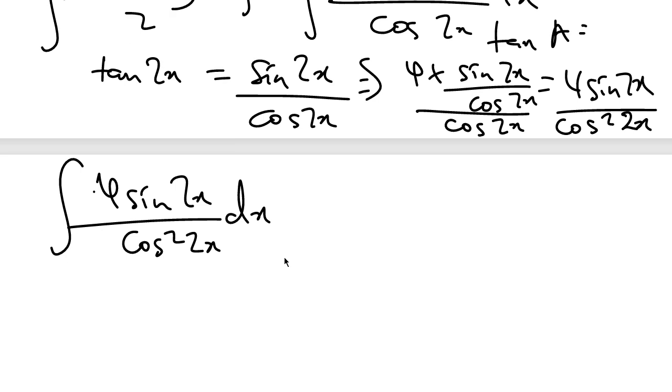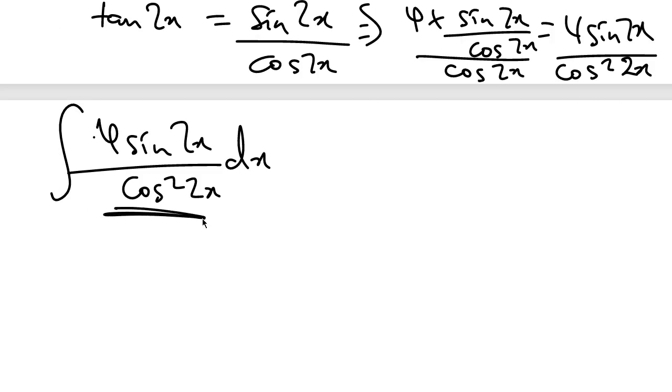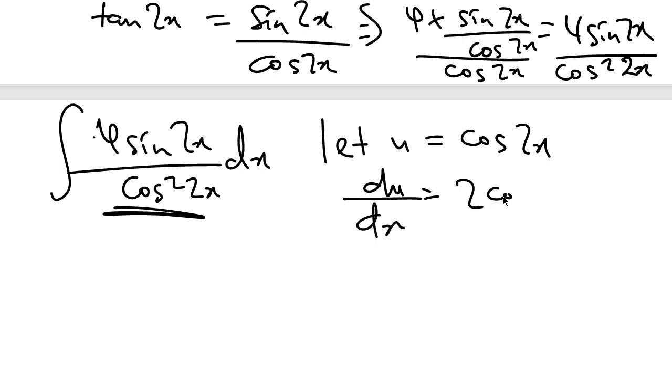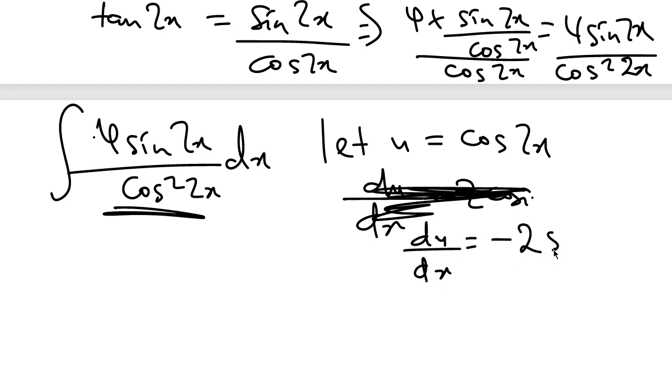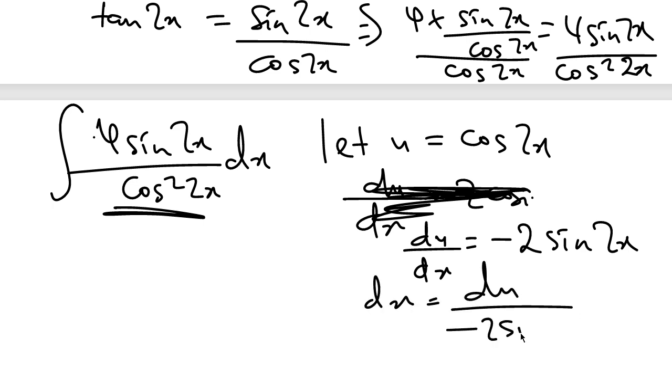And we could use a substitution here because if we differentiate cos 2x, it has a link with the numerator, which is sine 2x. So we could simply say let u equal cos 2x, and by differentiation, du/dx equals negative 2 sine 2x. Let me write it properly. That's du/dx equals negative 2 sine 2x, because the differential of the cos function has a negative sign. And with this, we can say that dx equals du over negative 2 sine 2x.